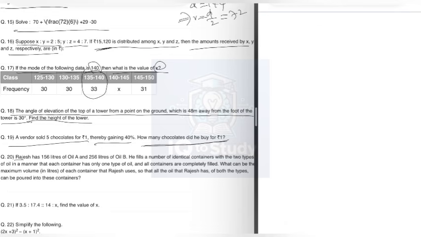Rajesh has 156 liters of oil A and 256 liters of oil B. He fills a number of identical containers with 2 types of oil in a manner that each container has only one type of oil and all containers are completely filled. What can be the maximum volume of each container that Rajesh uses so that all the oil that Rajesh has of both the types can be poured into these containers?